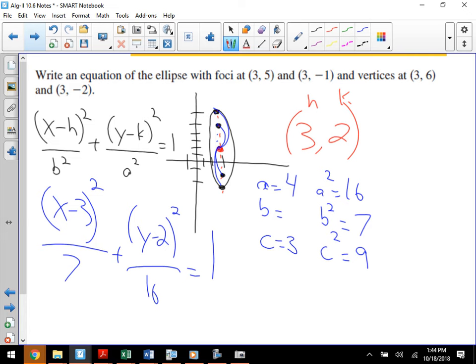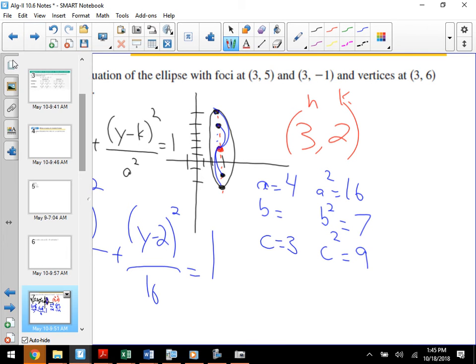The center is always located at the same value as the midpoint of the vertices, the co-vertices, or the foci. You're going to get the same number. It doesn't matter which one you choose. What's 5 plus negative 1? What's half of that? Unless it changed in the past 3 seconds since I said that. Yes, it's always the midpoint.